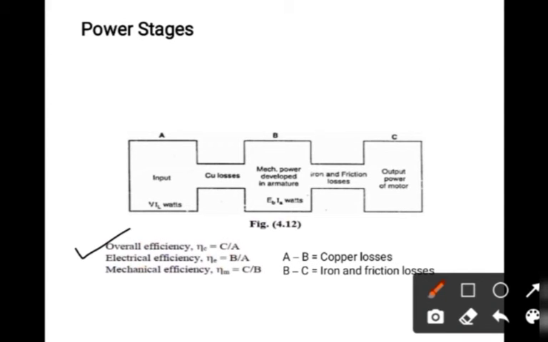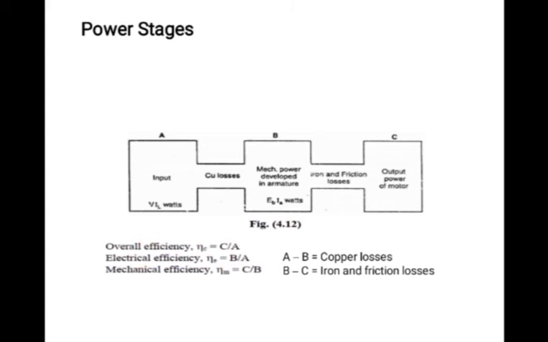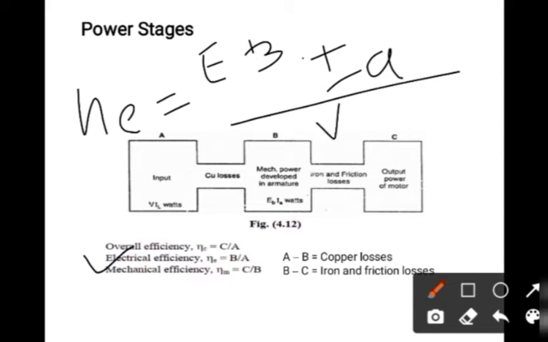Now we will see some formulas of efficiency. The first formula is overall efficiency, and it is calculated as output of the DC motor divided by input of the DC motor. The second efficiency is electrical efficiency, and it is calculated as B divided by A, that is, the mechanical power developed in the armature, given by EB into IA, divided by V into IL, the electrical input.